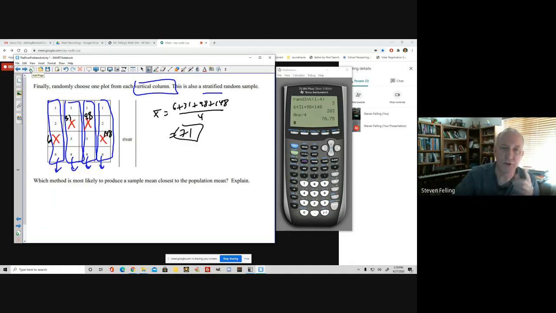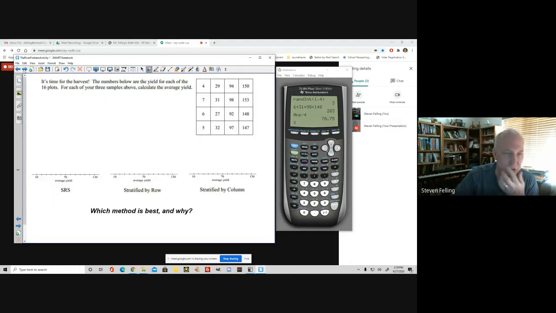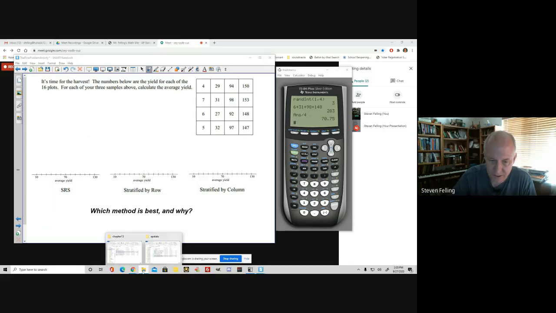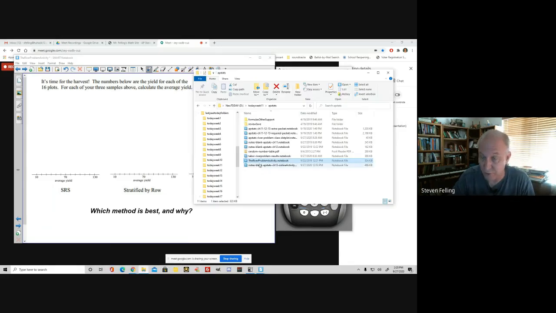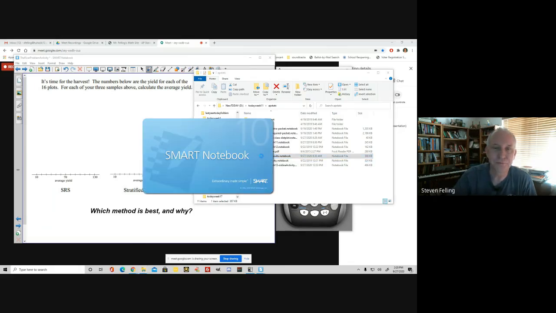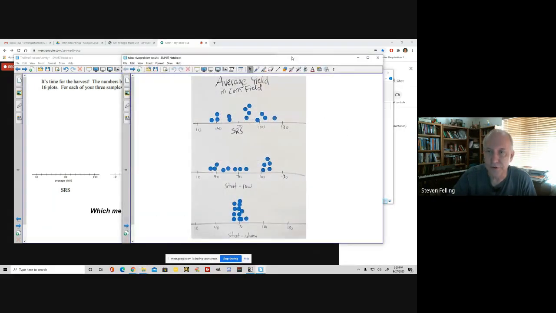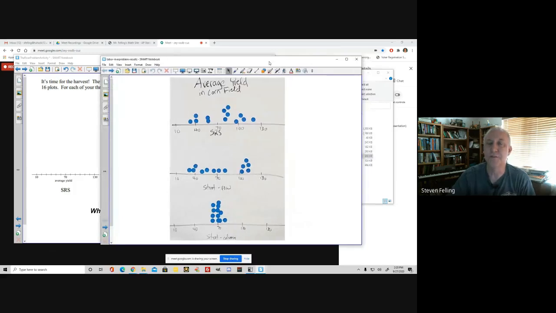Okay, so for us to investigate that, we actually have to look at what would happen if we did this over and over and over again. So in the class, I have us do this over and over and over again, and then we make a dot plot that shows where everybody's yields came out. So I'm going to show you, this is a typical class, okay?